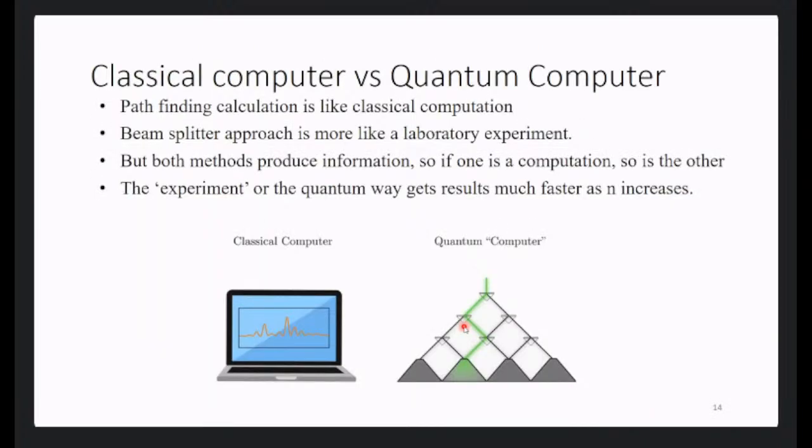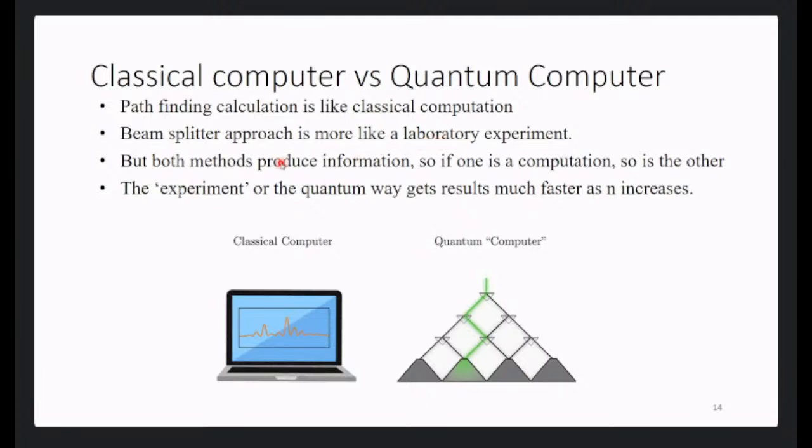Before I go on, I'll stop at this slide. This is the last slide before I pause. I brought this example to compare a classical computer versus a quantum computer. The pathfinding calculation where we went through calculating each individual path is very analogous to the way a classical computation is done. And the beam splitter approach, like I said, is like setting up an optical experiment, more like setting up a laboratory experiment.